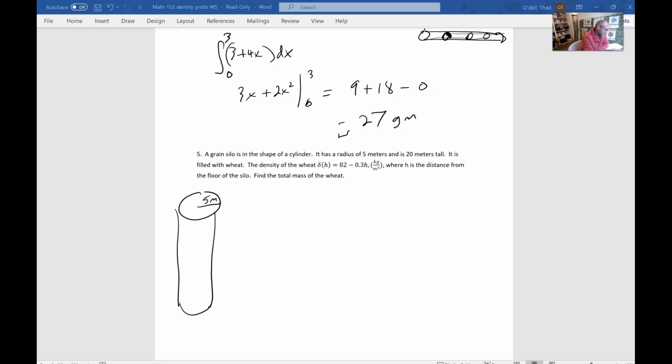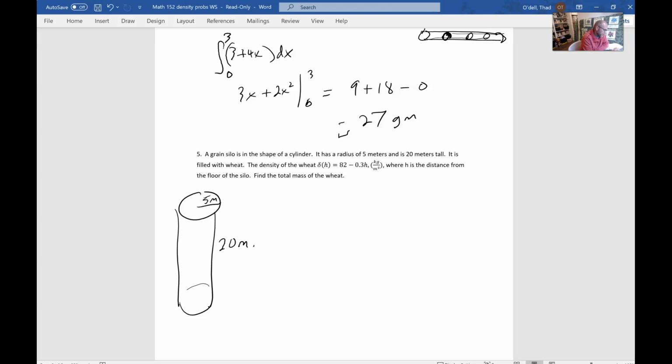So the radius is 5 meters, and the silo is 20 meters tall. It is filled with wheat, and the density of the wheat is, I guess I don't need to rewrite it, it's right there, 82 minus 0.3h kilograms per meter cubed. So that's like weight per volume. So it's definitely heavier as you get down in the bottom, because it's packed down more dense because of the weight of the wheat above it.